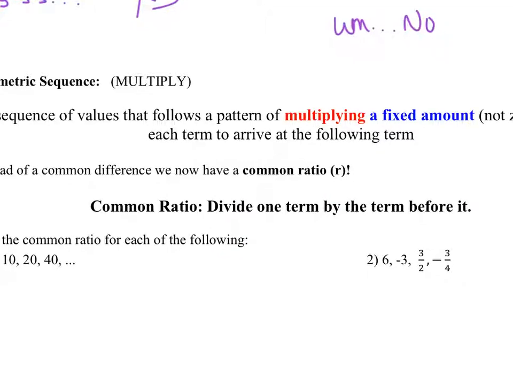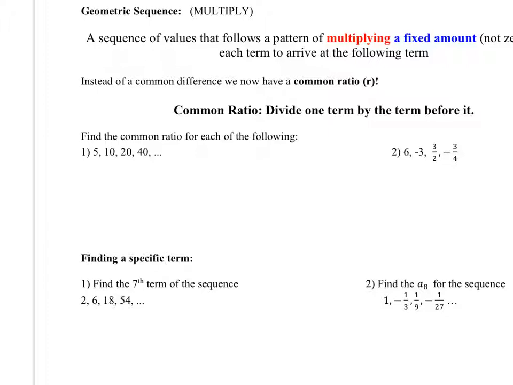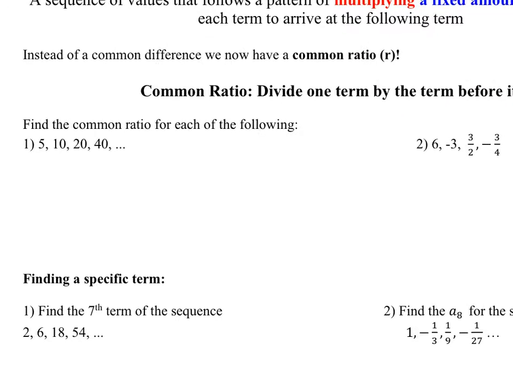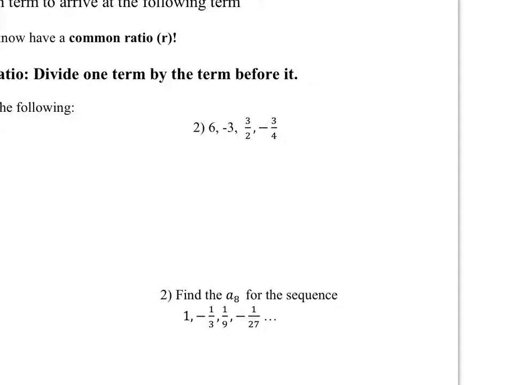Okay, so to find the common ratio, we divide one term by the term before it. So if I tell you this is a geometric sequence, I take 10 and I divide it by 5, and that's what I got. Now, most of the time you can probably figure out that you multiply by 2 to get to the next term, but this is the official way of figuring that out.